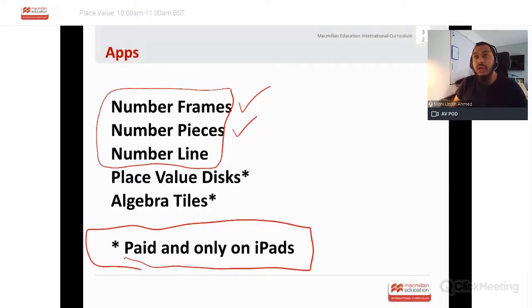And Algebra Tiles is also great for negative numbers and algebra as well. And that's also fantastic. So just for you to kind of maybe think about if you needed them.